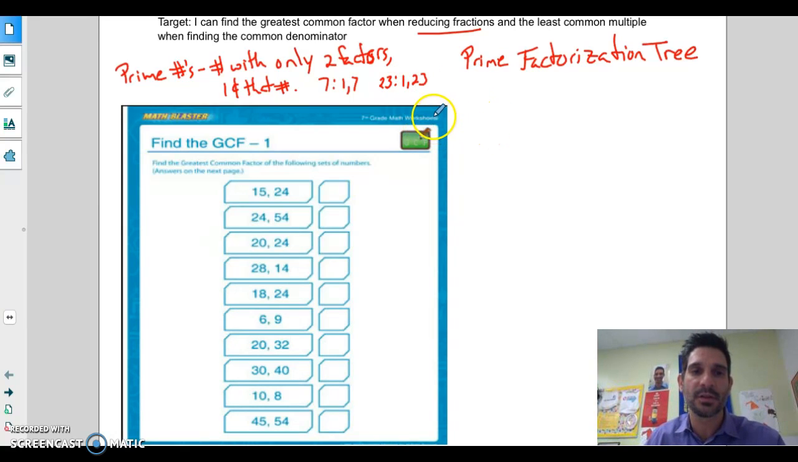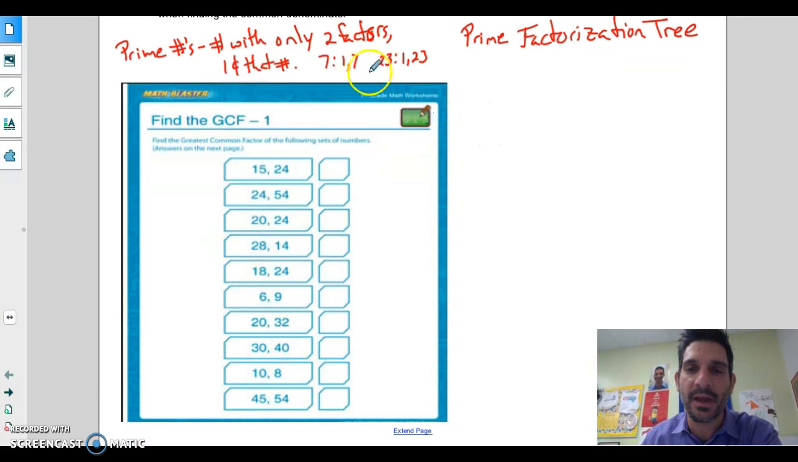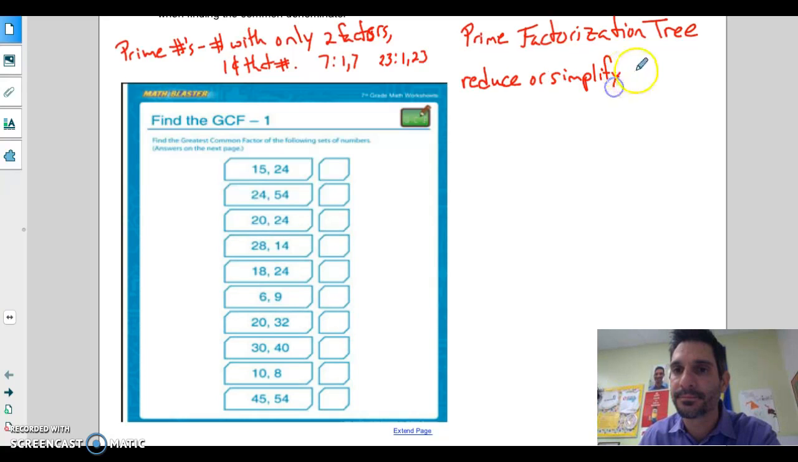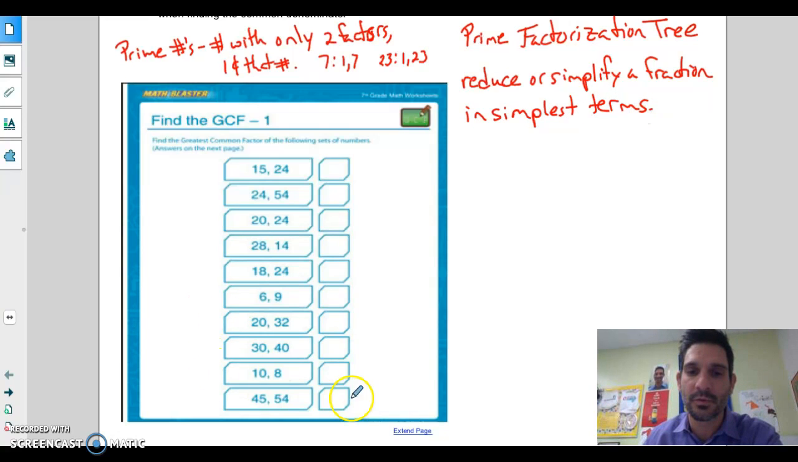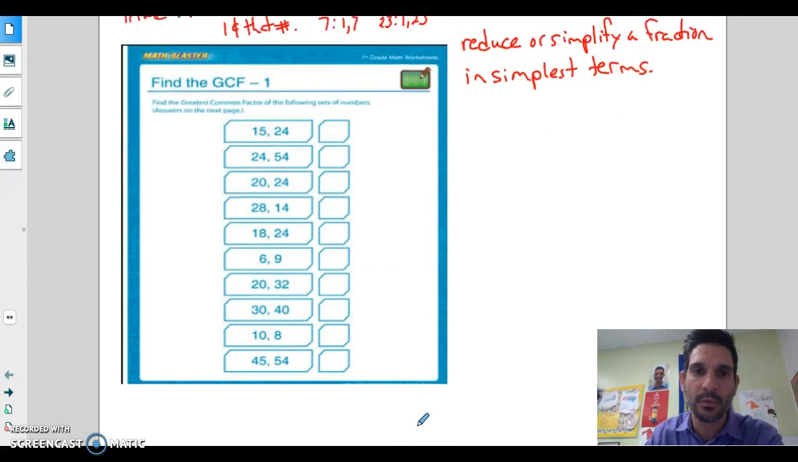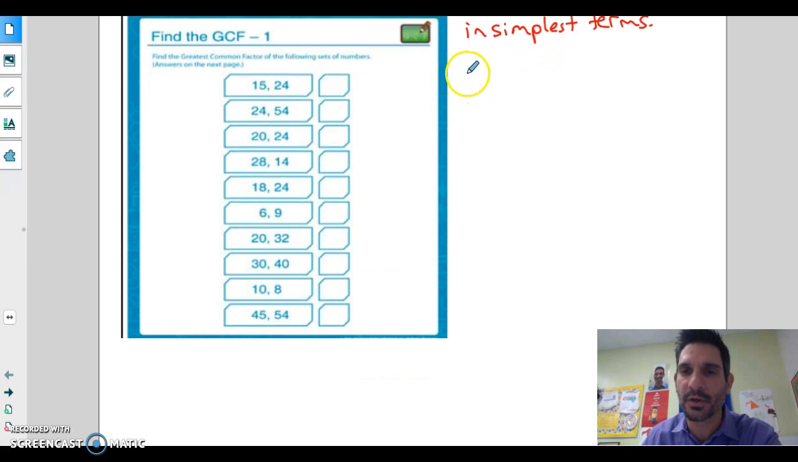So what we're going to do is find the greatest common factor when we're reducing. So when it says to reduce or simplify a fraction in simplest terms, this goes back to your multiplication facts. So if I said to you 15 and 24, my goal is to get all prime numbers at the end.